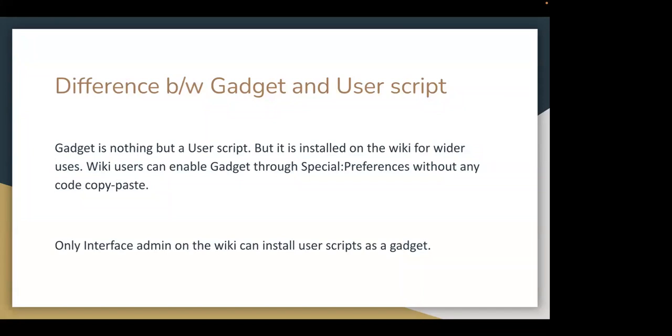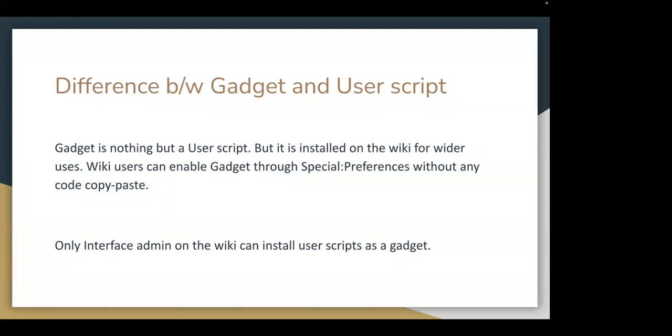So here are two things: what is the difference between a wiki gadget and a wiki user script. There is not a major difference. Gadgets are nothing but user scripts, but installed on the wiki for wider users. Wiki users can enable the gadget through the special preferences page without any copy paste.